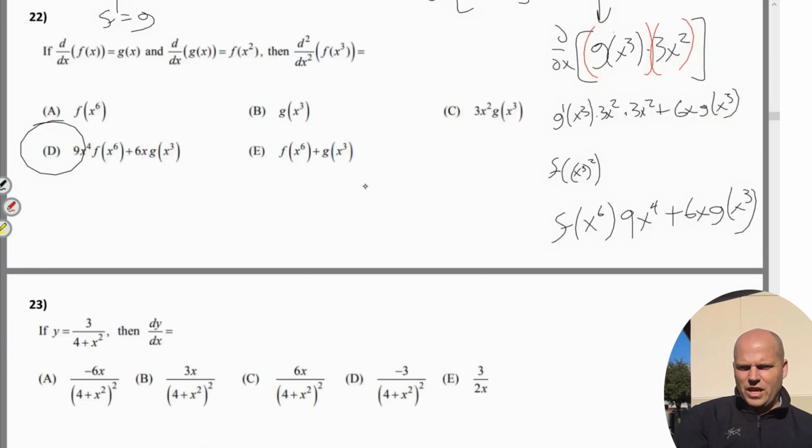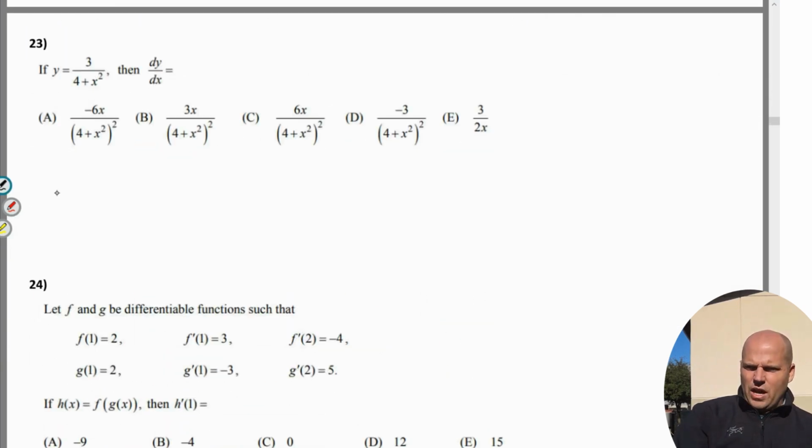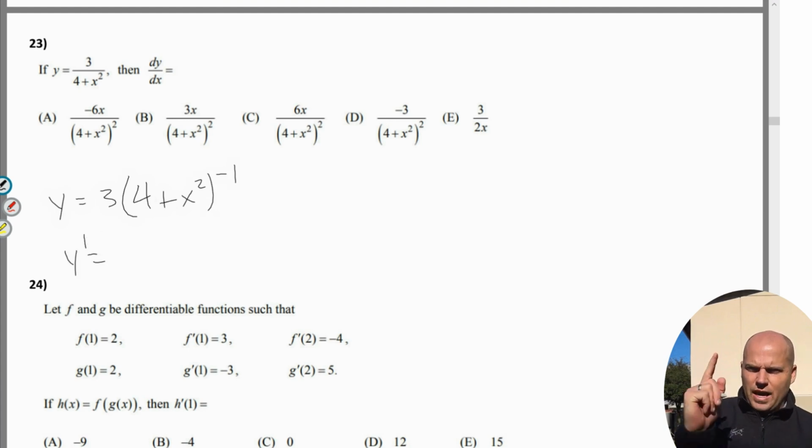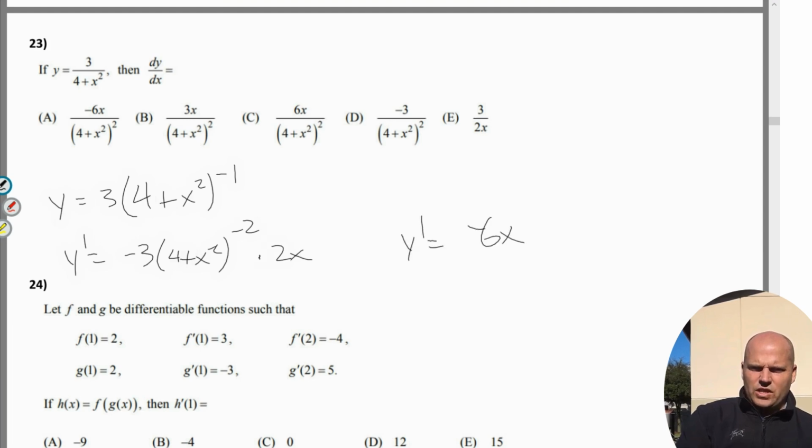That was challenging. Do you have to use the quotient rule? No, not always. Sometimes you could rewrite things and use the chain rule. Watch this. I'm going to rewrite this as 3 times 4 plus x squared to the negative first. This is what you have to do for anything in a denominator. Don't use the power rule in a denominator, use the quotient rule. If you took the derivative of this, not using the quotient rule, you get the derivative of the outside, that, times the derivative of the inside, that, which means you get negative 6x, 4 plus x squared to the negative second.